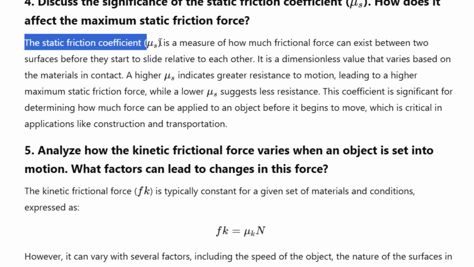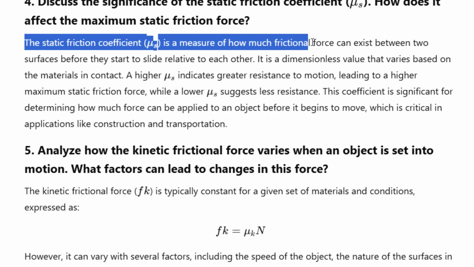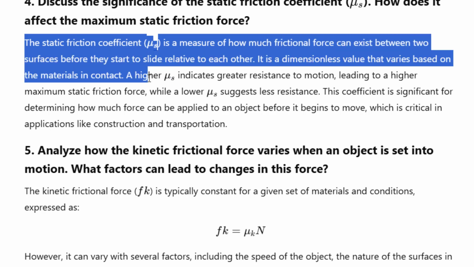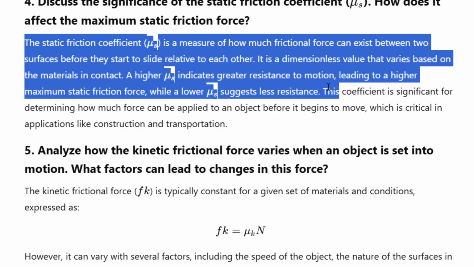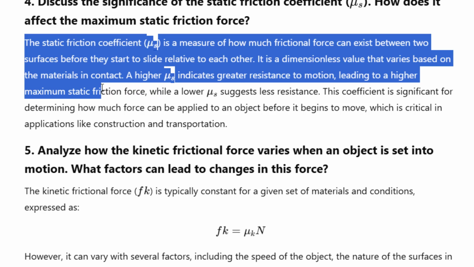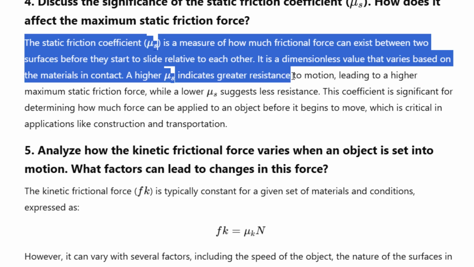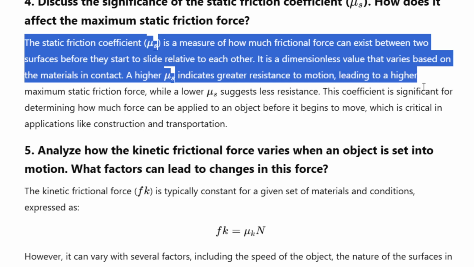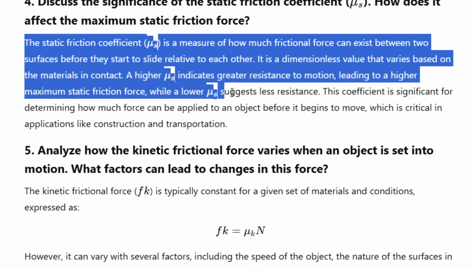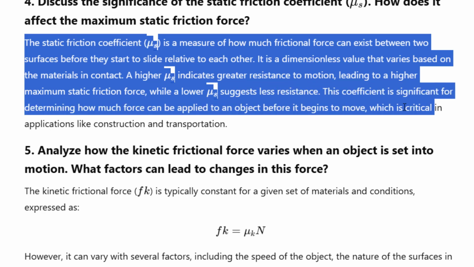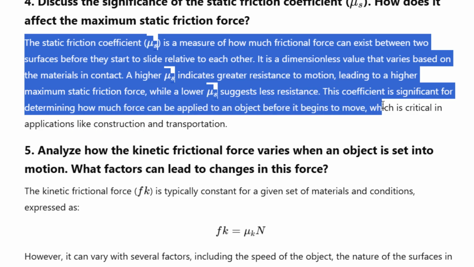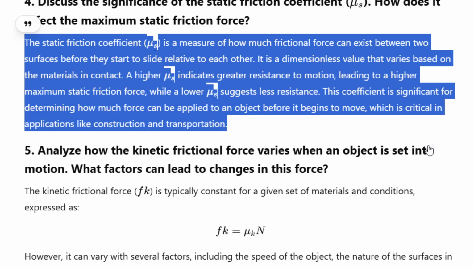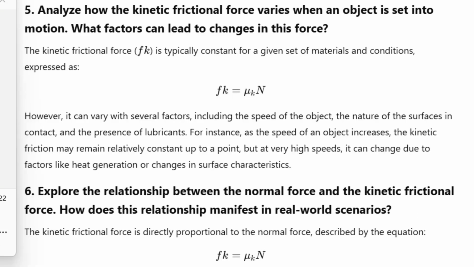The static friction coefficient μs is a measure of how much frictional force can exist between two surfaces before they start to slide relative to each other. It is a dimensionless value that varies based on the materials in contact. A higher μs indicates greater resistance to motion, leading to a higher maximum static friction force, while a lower μs suggests less resistance. This coefficient is significant for determining how much force can be applied to an object before it begins to move, which is critical in applications like construction and transportation.